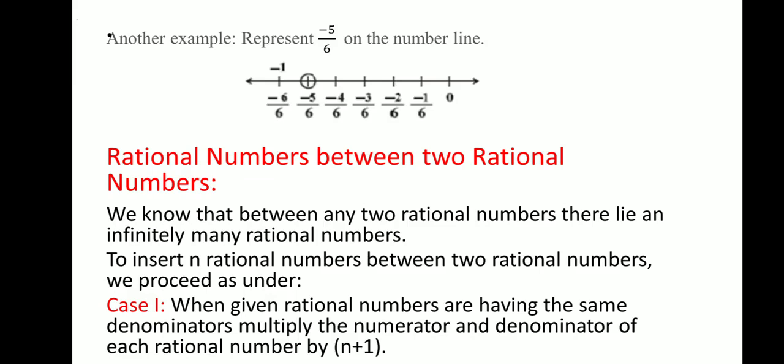First one is, when both the given rational numbers have the same denominators, then multiply the numerator and denominator of both the rational numbers by n plus 1. Suppose I need to find 5 rational numbers between any two rational numbers, and the denominators are the same, then I need to multiply both numerator and denominator by 5 plus 1, that is 6.